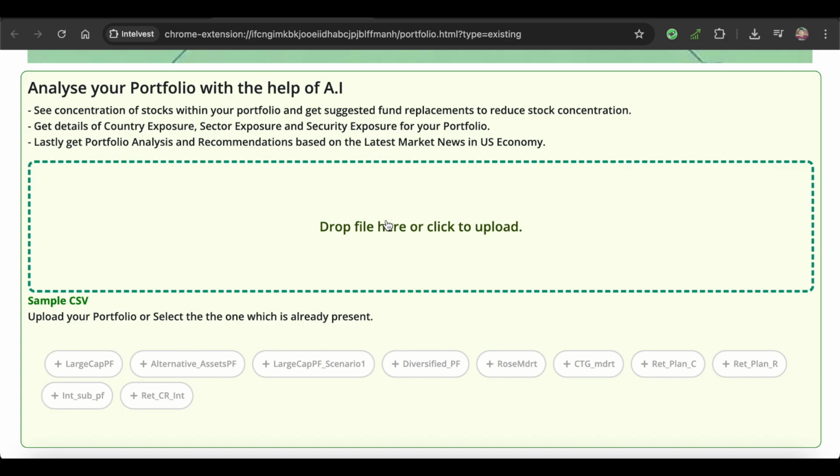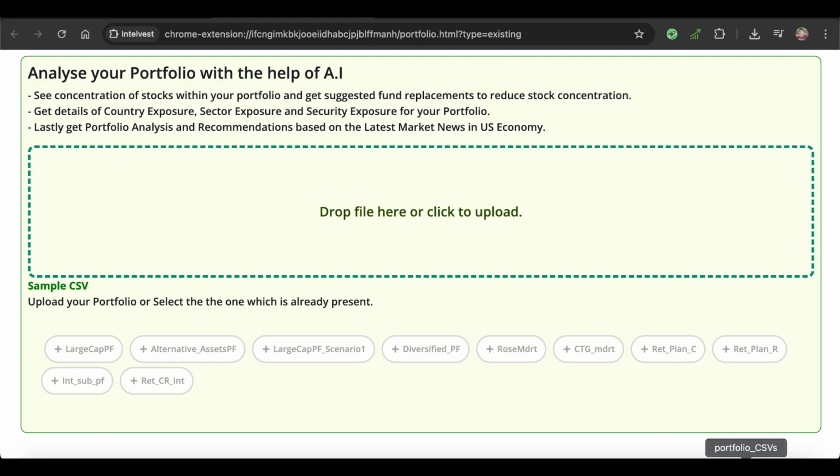Our platform uses AI and checks for certain exposures within the portfolio and brings it to your notice, giving you some suggestions or advice based on the market condition. The advisor can make use of this feature to explain to their clients the outcomes of the analysis based on the current market conditions. To begin, simply upload your portfolio in CSV format.